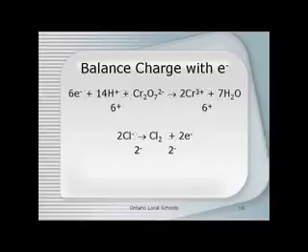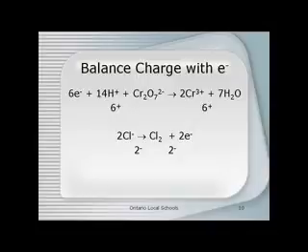Now that we've looked at some of the charges on each side of these two half reactions, we can go ahead and add electrons to the side of the reaction that will bring balance to the charge. Since we have 12 positive charges on the left-hand side of the dichromate half reaction and 6 positive charges on the right-hand side, by adding 6 electrons to the left-hand side of that reaction, we can bring that charge to 6 plus, equaling the charge on the right-hand side.